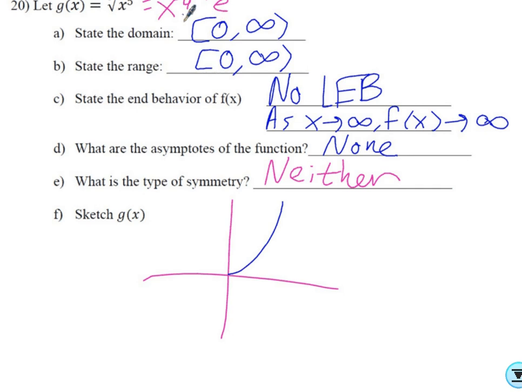For the domain, we are including 0 and going all the way to the right from there. For the range, we are including 0 and going up. We don't have a left end behavior because there's nothing here to the left. But for the right end behavior, as x approaches positive infinity, the function goes up towards positive infinity. Because we do not have a negative exponent, this one does not have any asymptotes, and like I said, it is neither even nor odd.